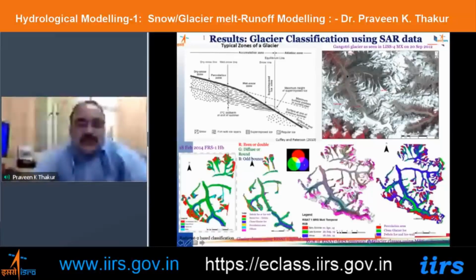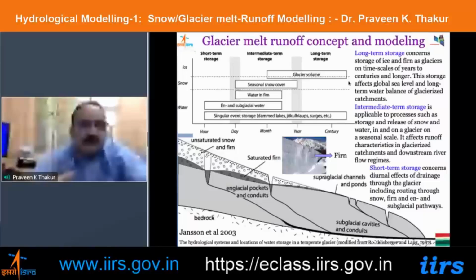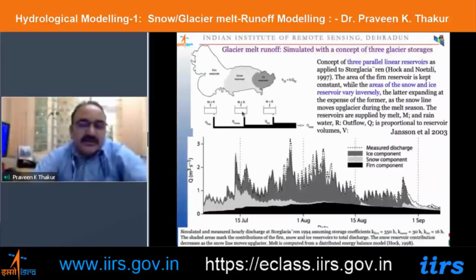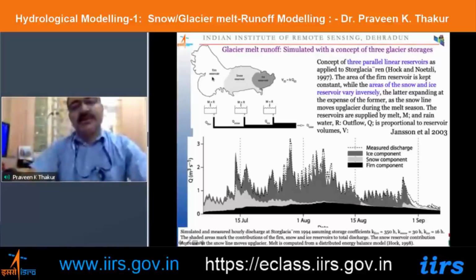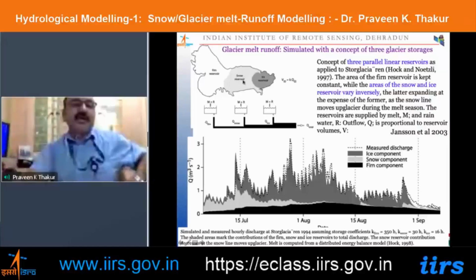Now, this particular glacier is represented by three parallel reservoirs. When you want to simulate the glacier melt runoff, you can use a simple hydrological model where you use the recession coefficient differently for these three reservoirs. So the firn reservoir here will have a very long, what we call storage coefficient, a high storage coefficient. That means the meltwater from this will take longer to reach the outlet. Then you have the snow reservoir and the ice reservoir. The ice reservoir represents the clean ice, and snow is the intermediate between the firn and the ice.